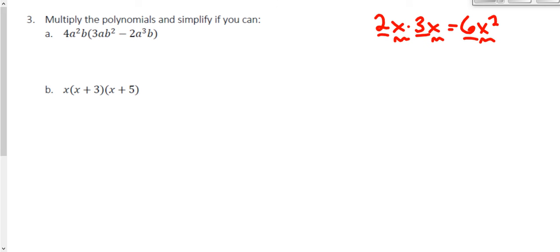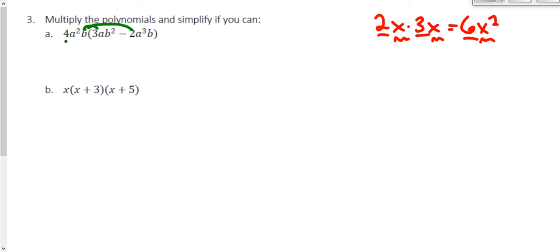And that's the same thing we're going to be doing in these problems. Problem A just has a few more variables than this example off to the side, but it's no more complicated. We just have to do everything one step at a time. So out in front, I have 4a squared b, and I have to multiply it by everything in the parentheses. So I'm going to distribute it inside. So let's start by multiplying 4a squared b by 3ab squared. I'm going to take the 4 coefficient and multiply it by the 3 coefficient. That's going to give me 12.